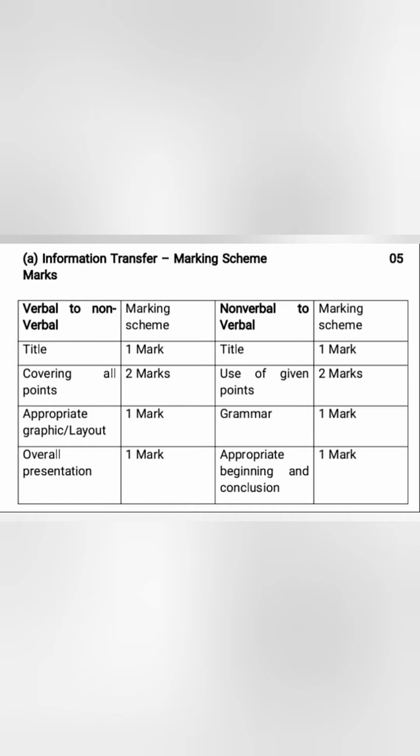So students, information transfer. We are going to learn now verbal to non-verbal form. We have to read the given information first and then try to classify the information in our mind, what kind of type we are going to use. So we are going to learn here various kinds of forms. The first one is tabular form.